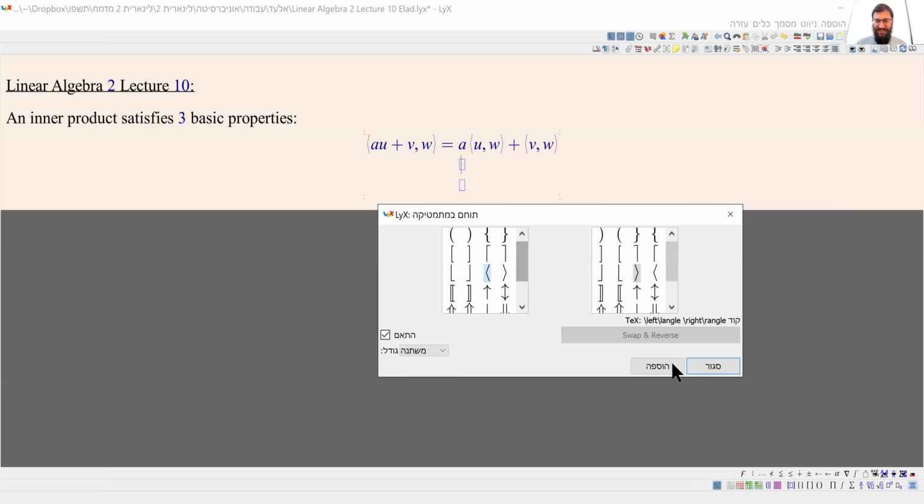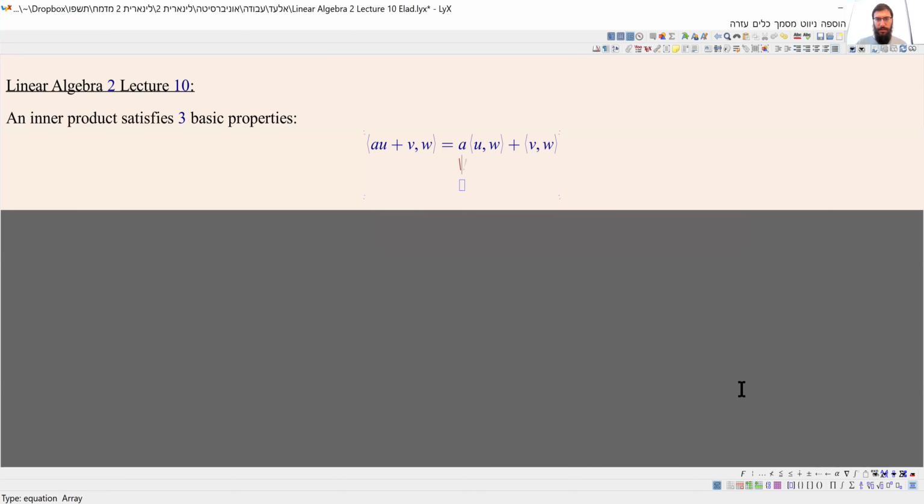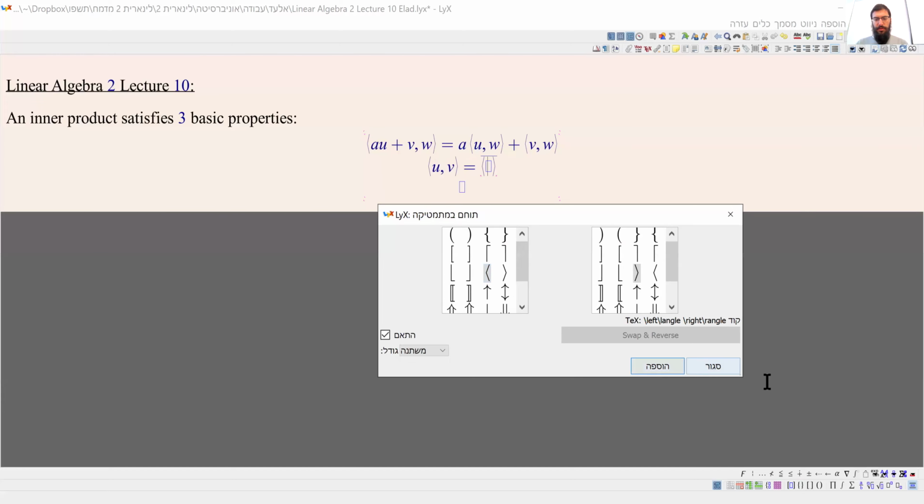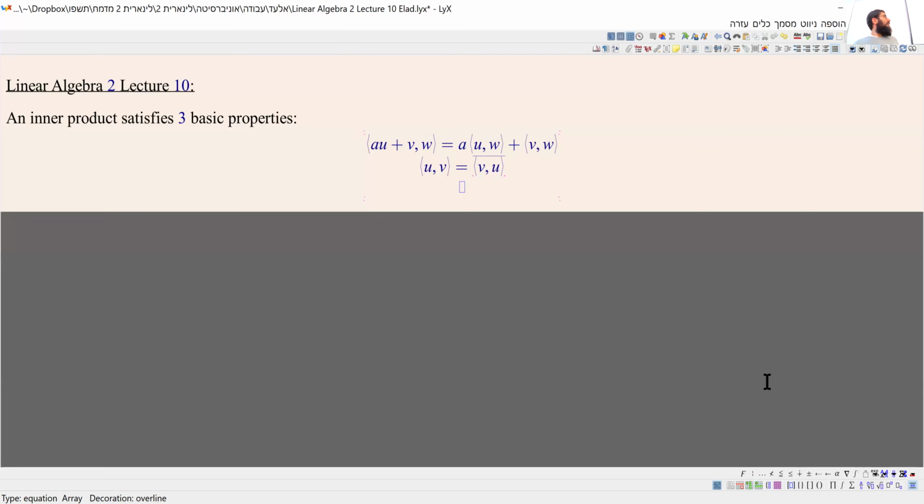The almost symmetry, where we change the order of the elements in the product, we get the complex conjugate of the original product. And secondly, the product of a vector with itself is always greater than 0, and it is 0 if and only if the vector itself is the 0 vector.